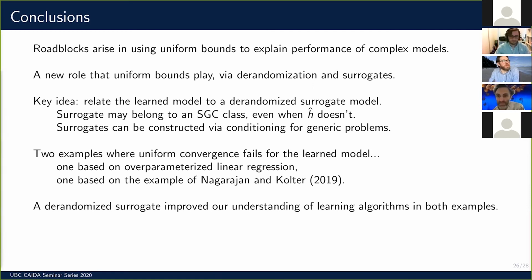I have a question if no one else wants to jump in here. Okay, so in the example that you went through in detail, the Nagarajan and Kolter example, it seemed like the derandomization part, so the part that you conditioned on, reflected some of the symmetry of the model, right? So you were conditioning on the radius of each of the classes, and then using the rotational invariance of the problem. Is that important, or is that just an artifact of the example?